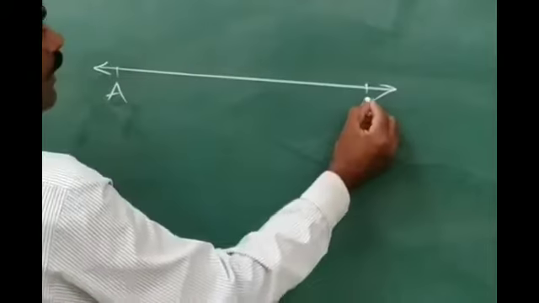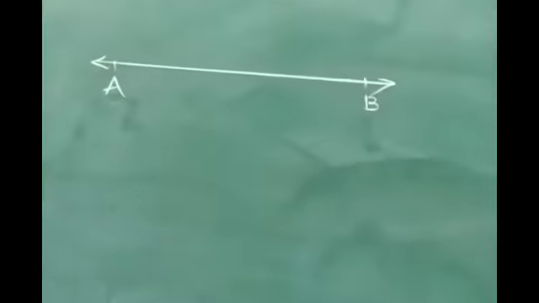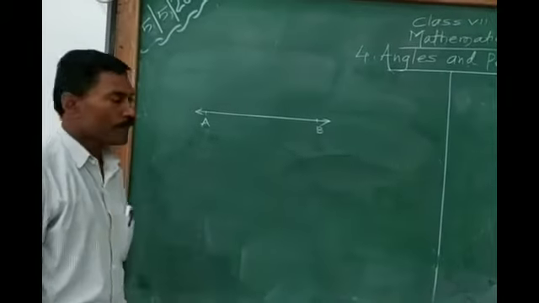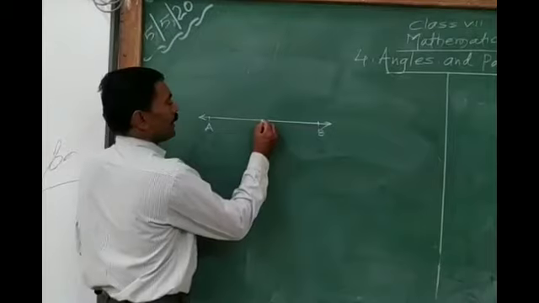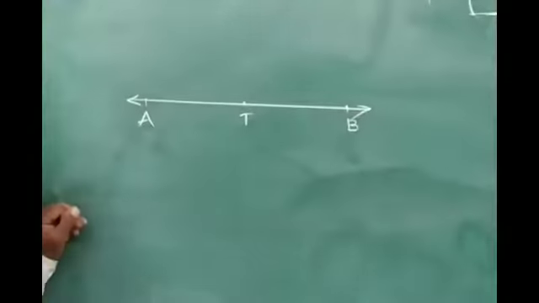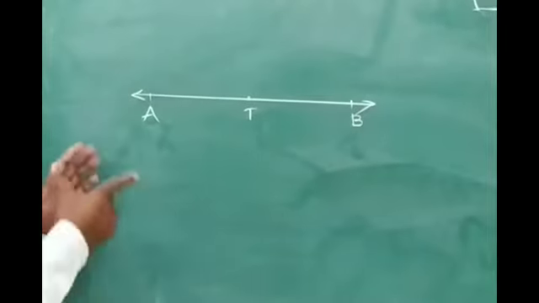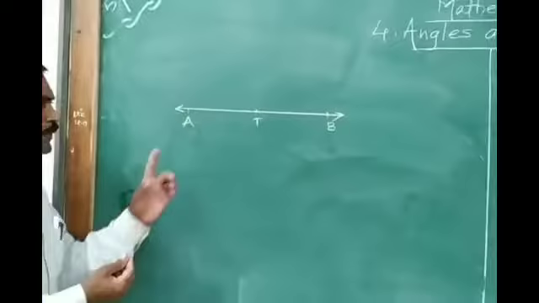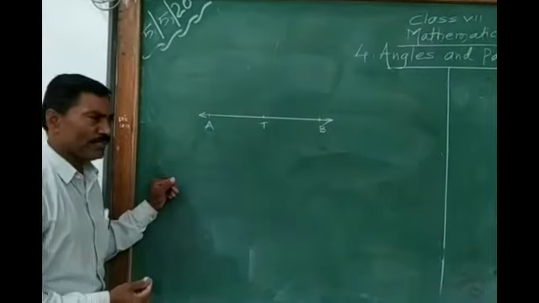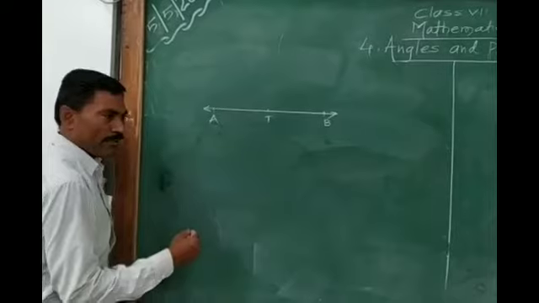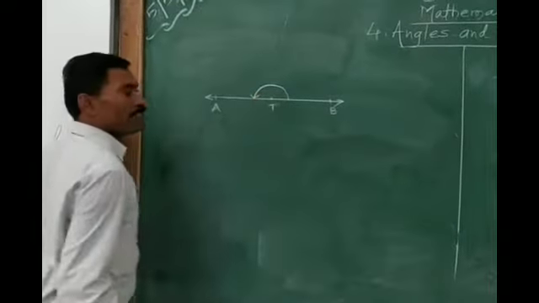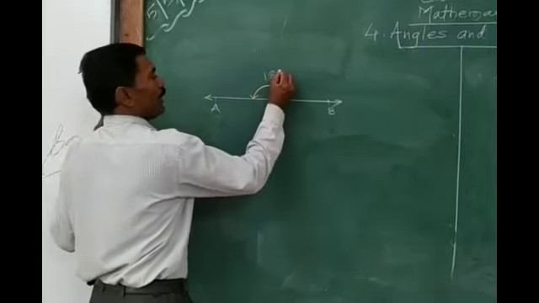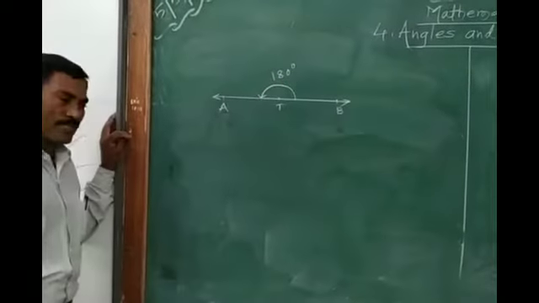This figure is line AB. On line AB, if I take point T here and it becomes an angle, you know which type of angle it is. It is a straight angle. And what is the measure of this angle? The measure of this angle is 180 degrees. Straight angle, measure of straight angle.